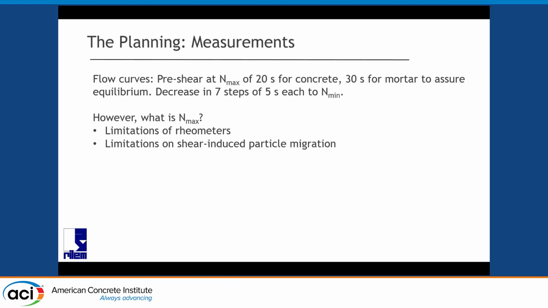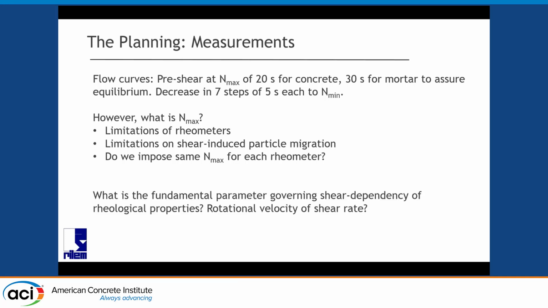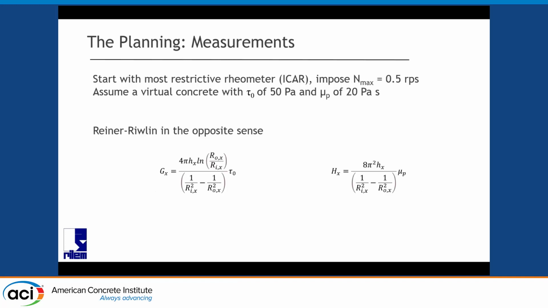What's the limitation of the rheometer? What's the limitation of shear particle migration? Because rotating at 1 rotation per second is not a good idea. And do we impose the same maximum rotational velocity for each rheometer? Maybe that's not a great idea, because what governs shear dependency is not the rotational velocity, it's the shear rate. So what we tried to do is match the shear rates in all the rheometers as much as possible.